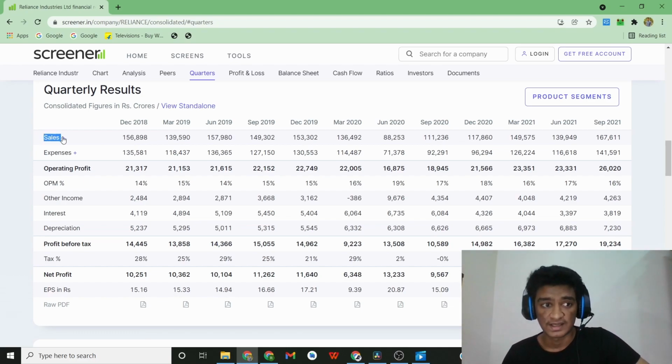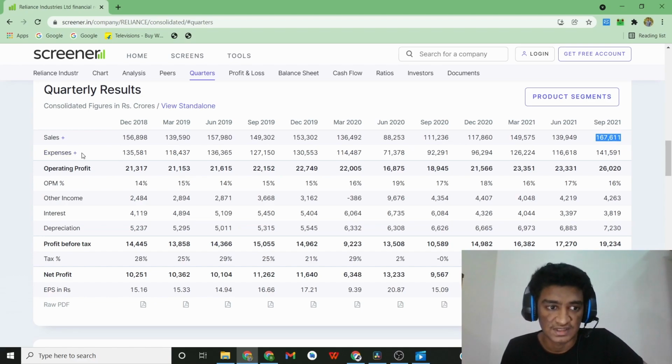Now, starting with sales, your sales include all the activities of selling of your goods and services from the company to its users or its consumers. So if you're looking at figures, say from December 2018 quarter, the company had sales of 1,56,000 crores. And if you look at the latest quarter here, you will see the company made total sales of 1,67,000 crores. So you can see that the sales have been increasing over the last few quarters.